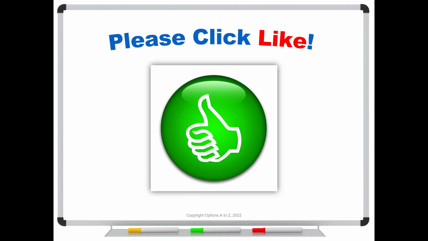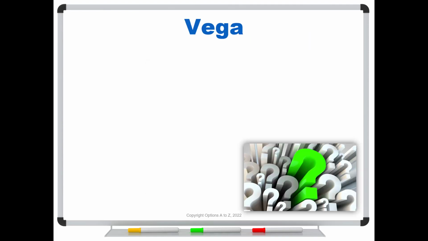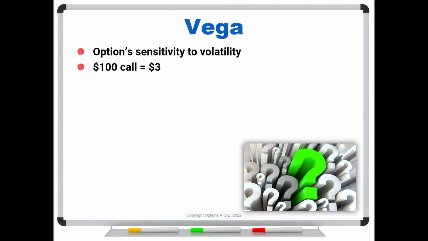So to understand Vomma, we have to first start with Vega. Vega is one of our 5 main Greeks, and what Vega shows is an option's sensitivity to changes in volatility. So for example, let's say that you have a $100 call trading for 3. And let's say that that's priced at $3 with a volatility of 20%. You look at your broker's platform and you see that it has a Vega of 0.10.